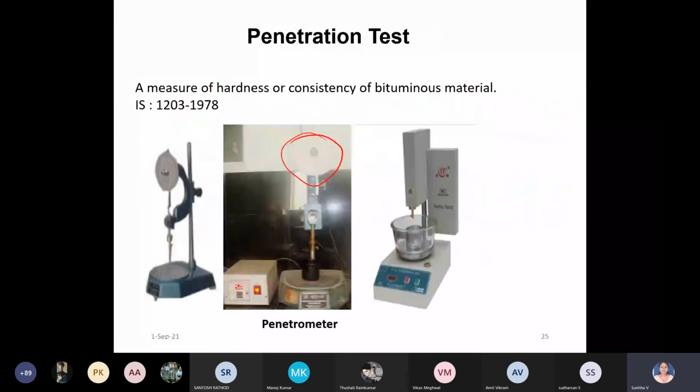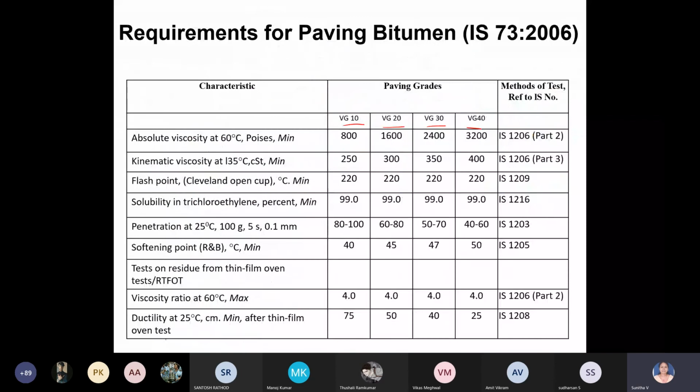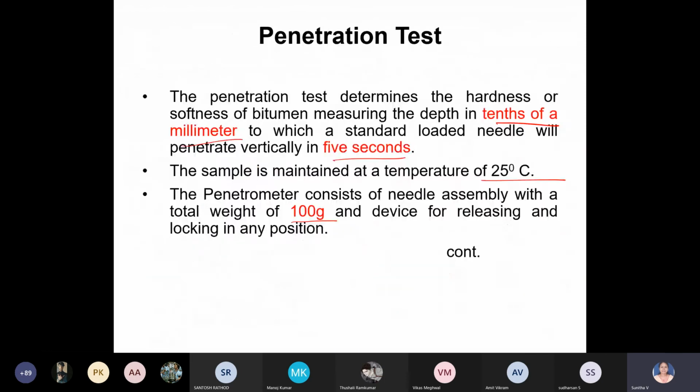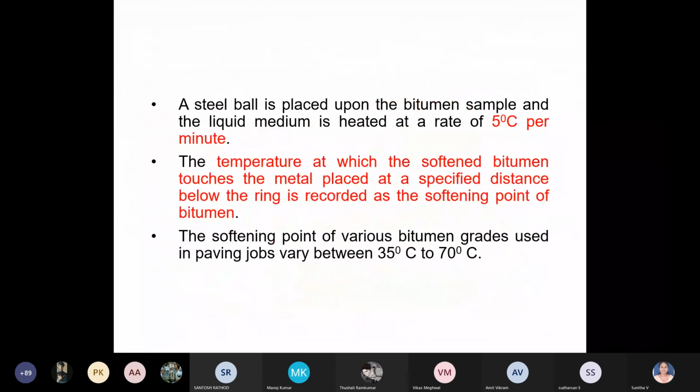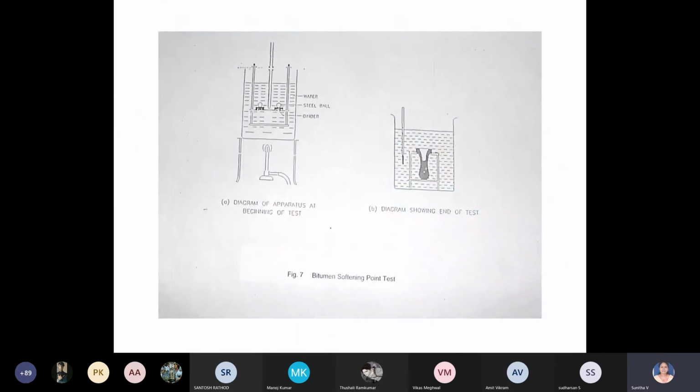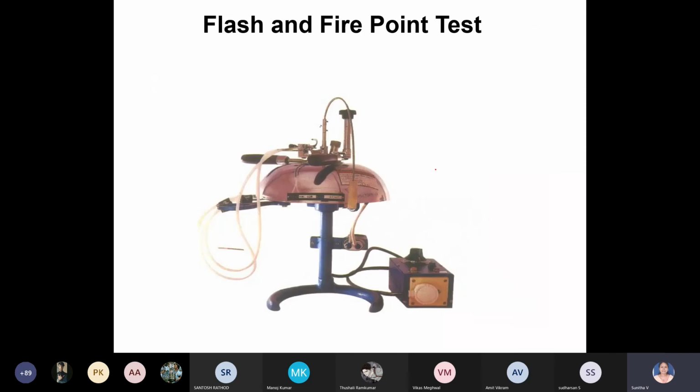You can see in these tables all these properties are specified. The softening point should be 40, 45, etc. Penetration value should be in the range of 80 to 100 if it is VG10, 60 to 100, etc. Okay, then ductility value. For all this, the specification is there depending upon the grade of bitumen. This is the principle. You have to heat it, and when you're heating, the ball will come and touch it, and that temperature you measure.